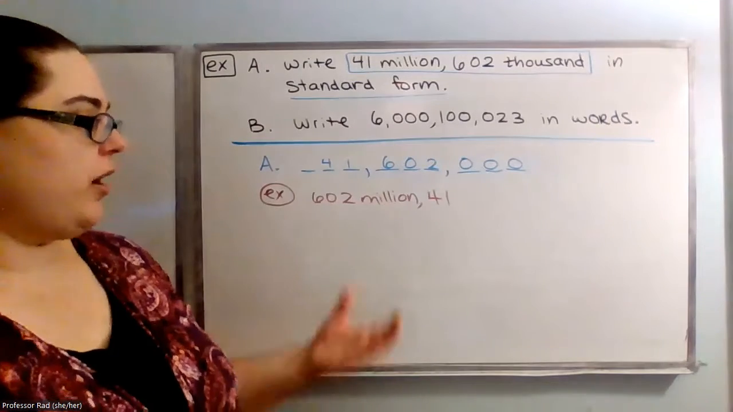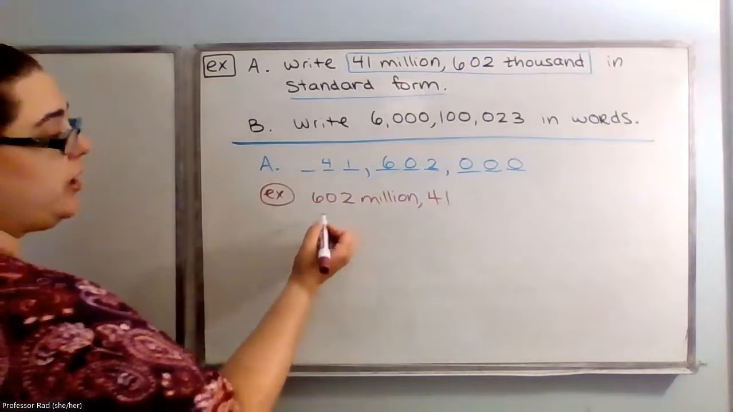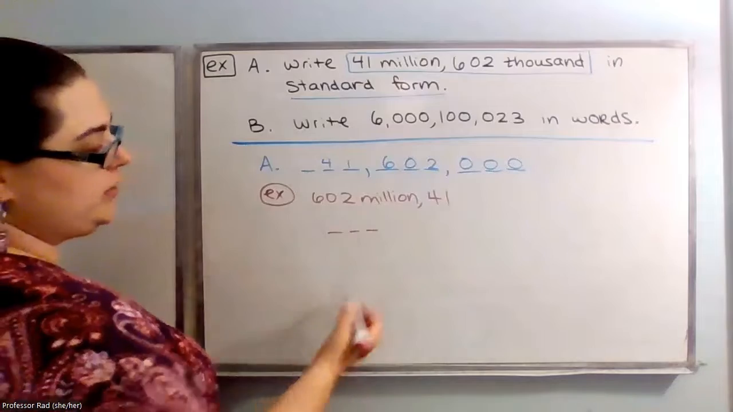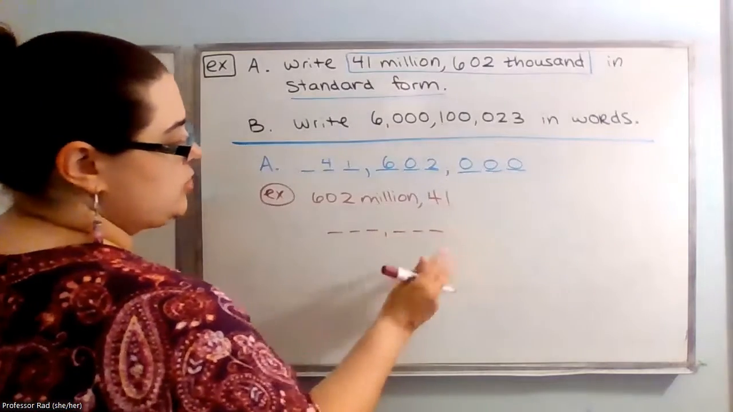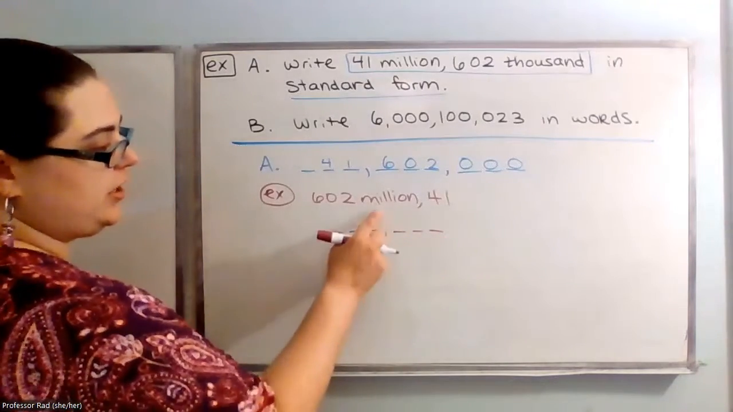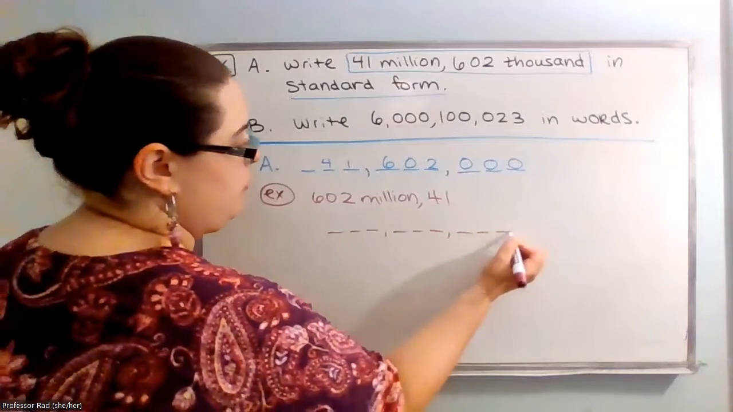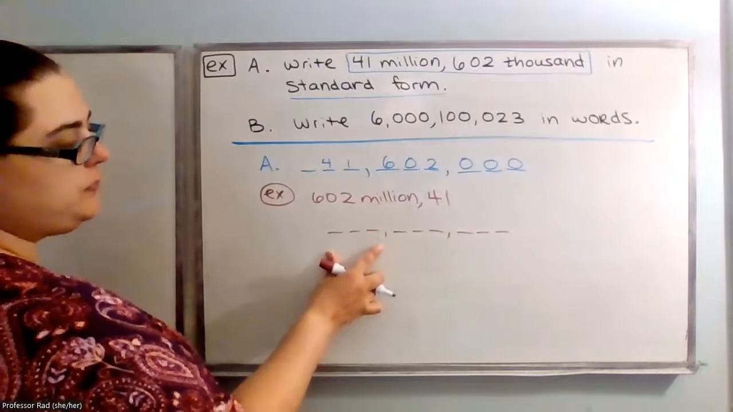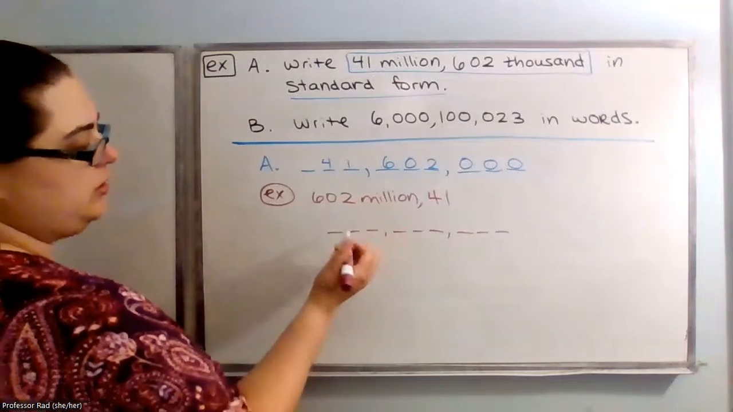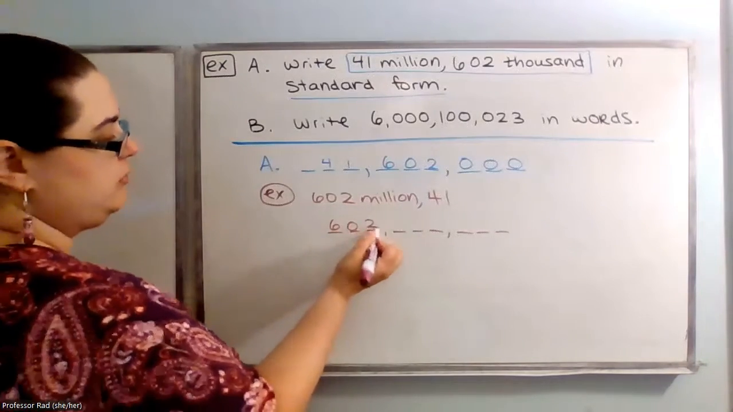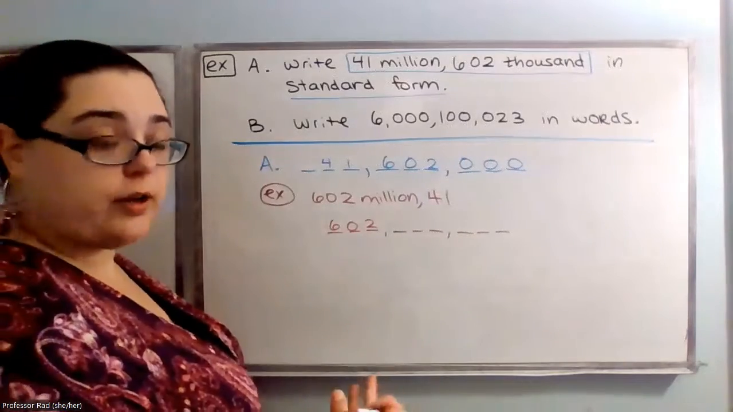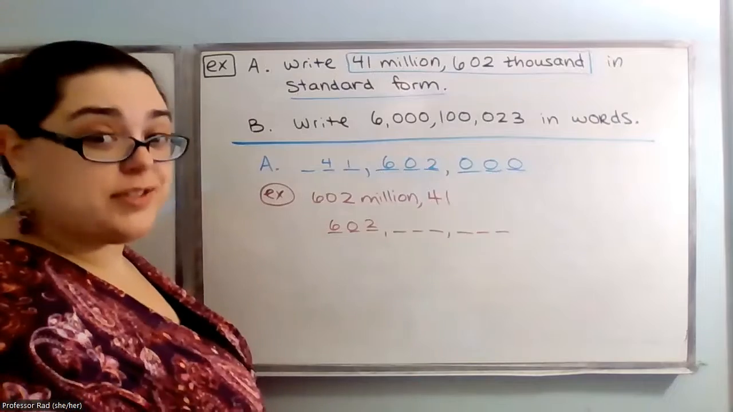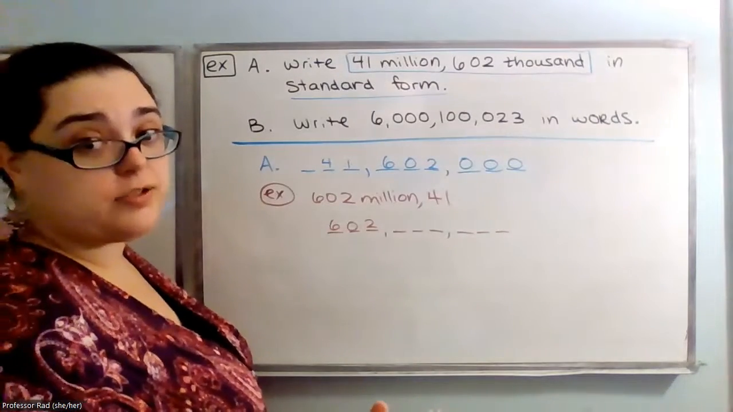Okay, so I'm going to work through this one now. So again, we've got millions. So that would be ones. So we have ones, thousands, got to get to million. So ones, thousands, millions, we're in the right spot. We have 602 million. And then there's something weird going on because then we have just 41. So we don't have 41,000. So that means we don't have anything in the thousands period.